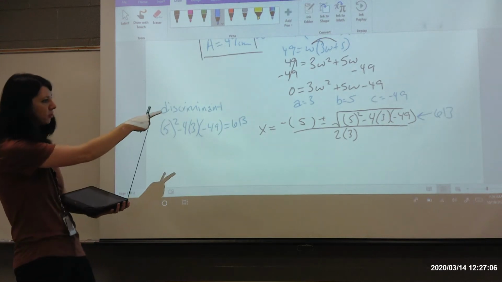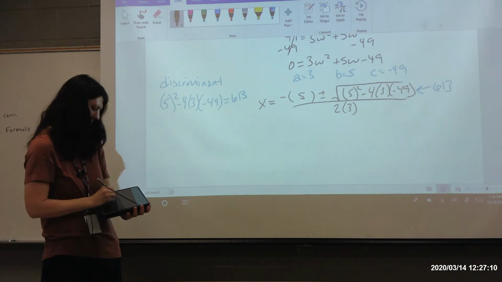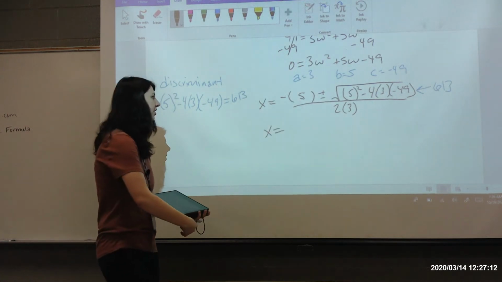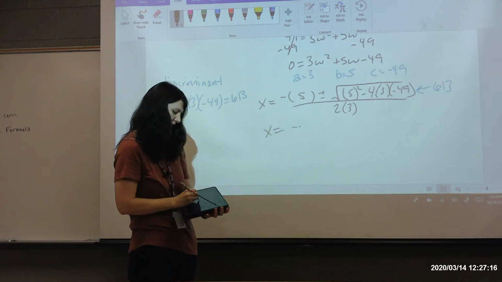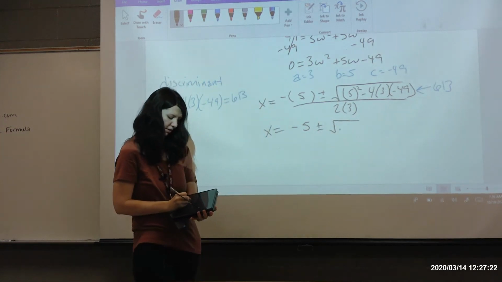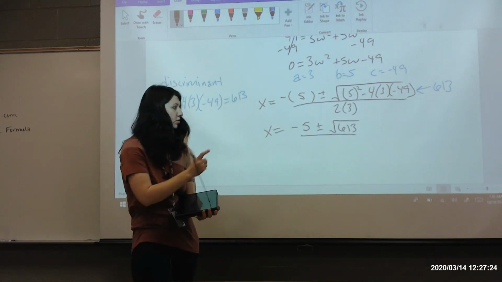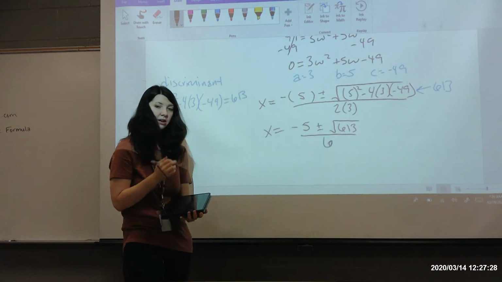All right, so my discriminant is underneath the radical. So let's plug that in. I'm going to simplify these other two pieces. A negative times a positive is a negative, so that gives me negative 5, plus or minus the square root of 613, over 2 times 3 is 6. All right, we are almost done.